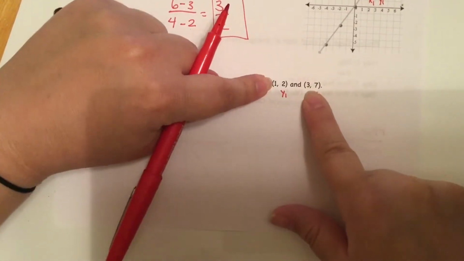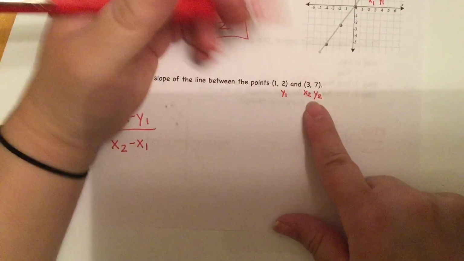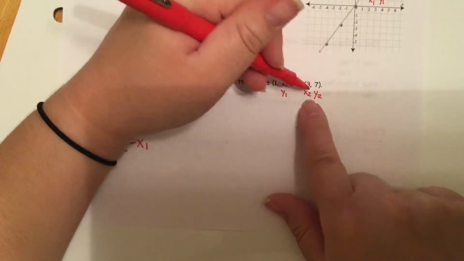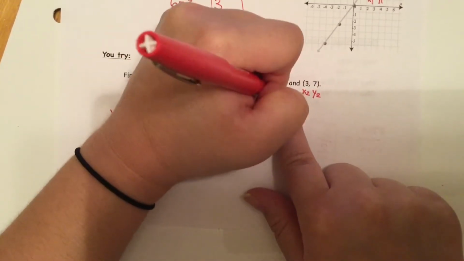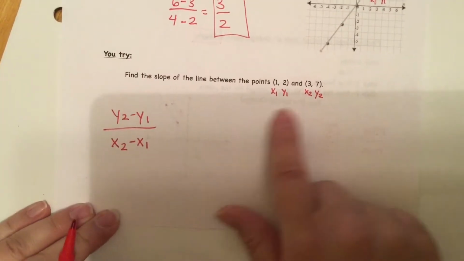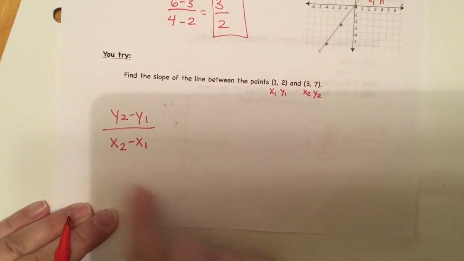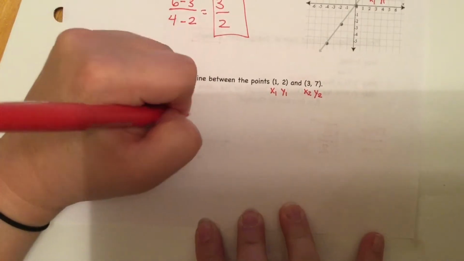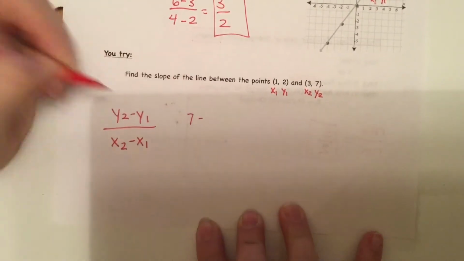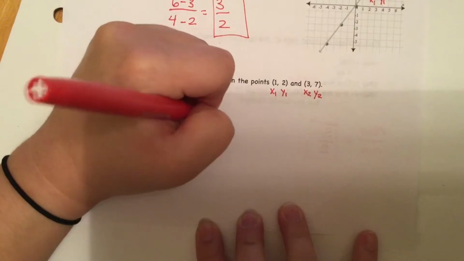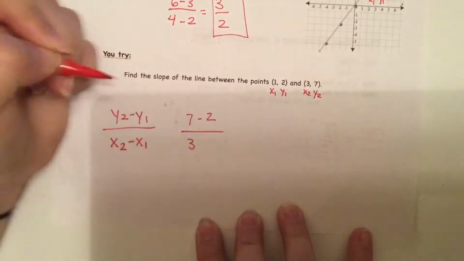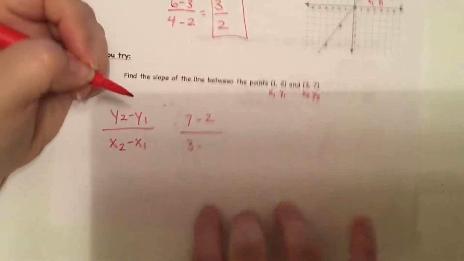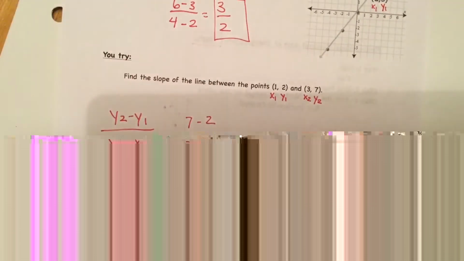And then 1 and 3 are my x variables. The larger one's going to be x2. Or, I'm sorry, actually, the one that's next to y2 is going to be x2, and the one that's next to y1 is going to be x1. Now all I'm going to do is plug my points into my formula. So I'm going to take y2, which is 7, minus y1, which is 2, over x2, which is 3, minus x1, which is 1.